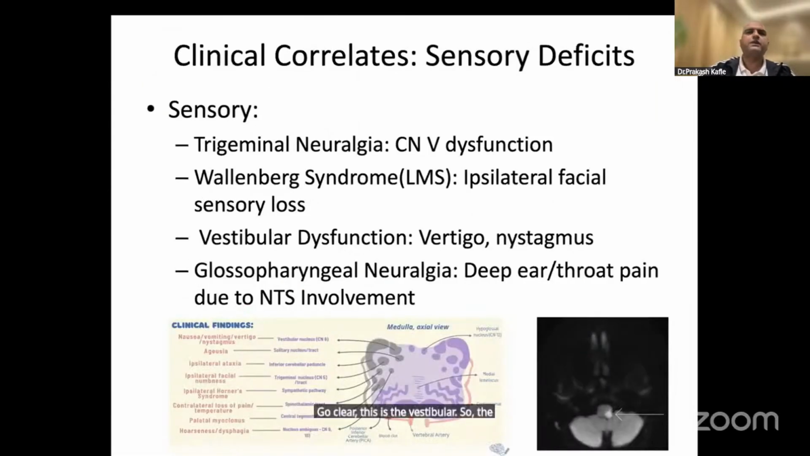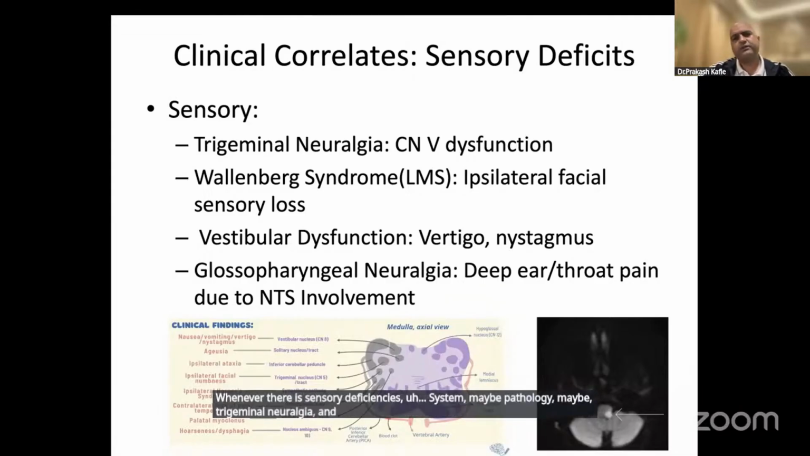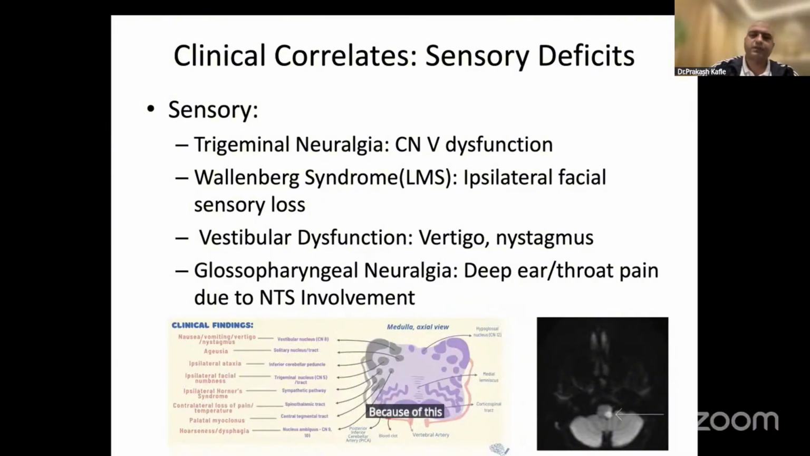So the clinical correlation will be whenever there are sensory deficits, the pathology may be trigeminal neuralgia and Wallenberg syndrome or lateral medullary syndrome, vestibular dysfunction, or glossopharyngeal neuralgia, because of the involvement of the different roots in the lateral part of the pons.